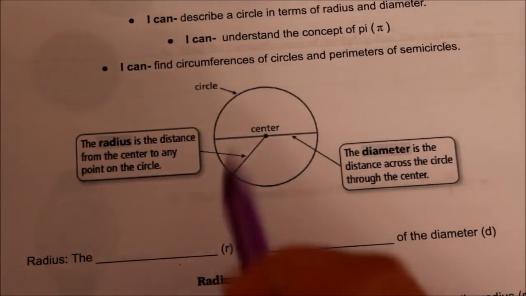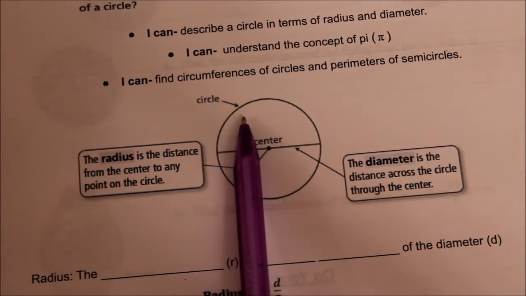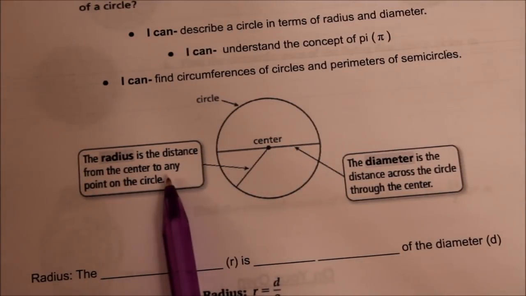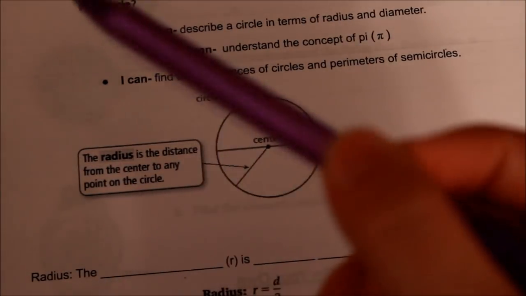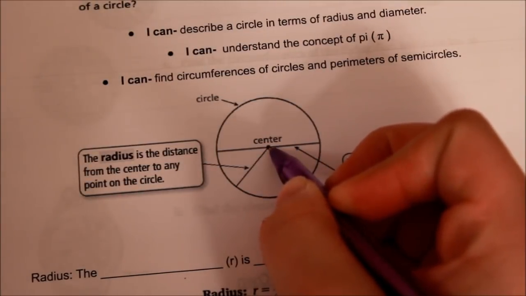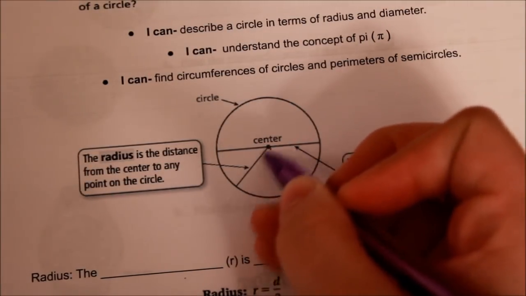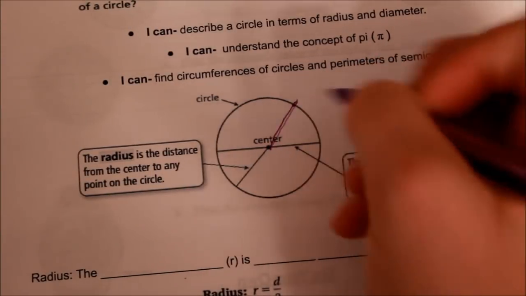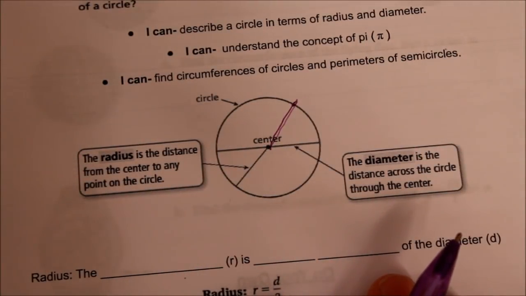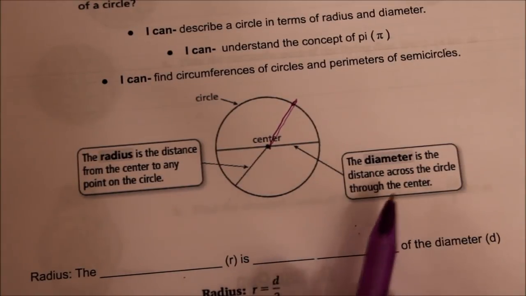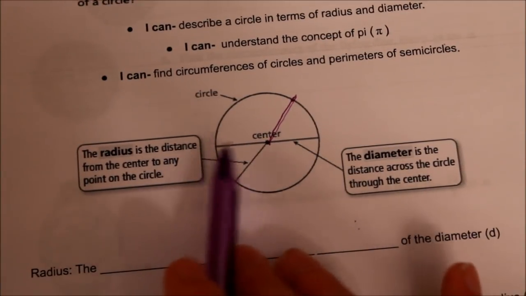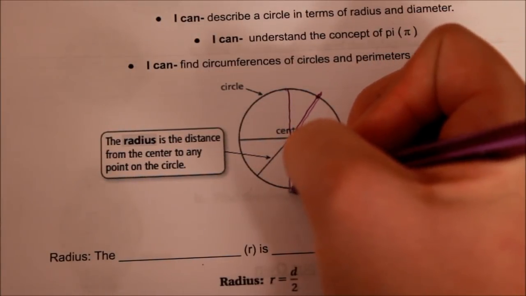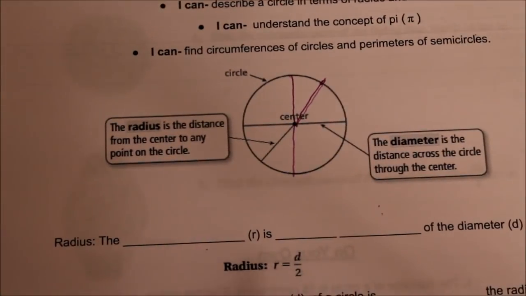Alright, so if we look right here, here's our circle. The radius is the distance from the center to any point on the circle. So here's the center of that circle. Here's a point. This is the radius. It could have been up here. Connect it, center to any point on that circle. The diameter is the distance across the circle through the center. It could have been this way, it could have been this way. They are both diameter.